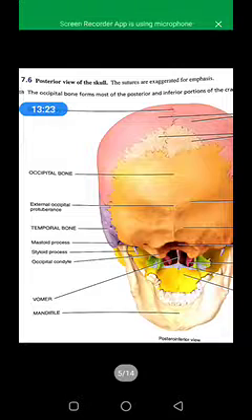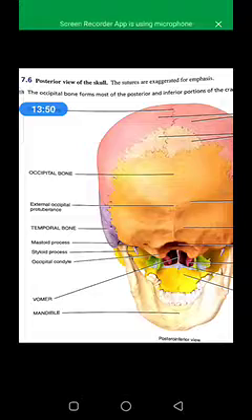Then there is the temporal bone. The side lateral bones above your ears are the temporal bones. Then there is the mastoid process. You can see the mastoid process from the back. Okay, the styloid process and occipital condyle, the border of the foramen magnum. The occipital forms the border of the foramen magnum.